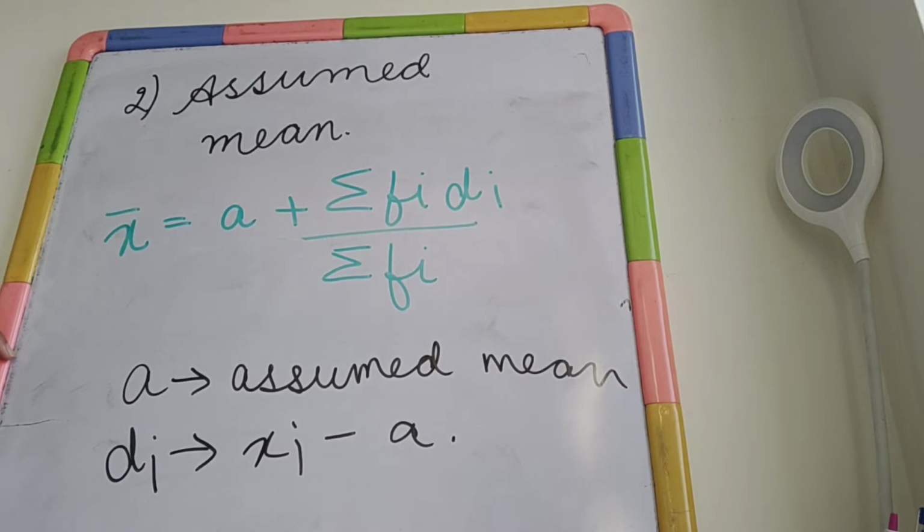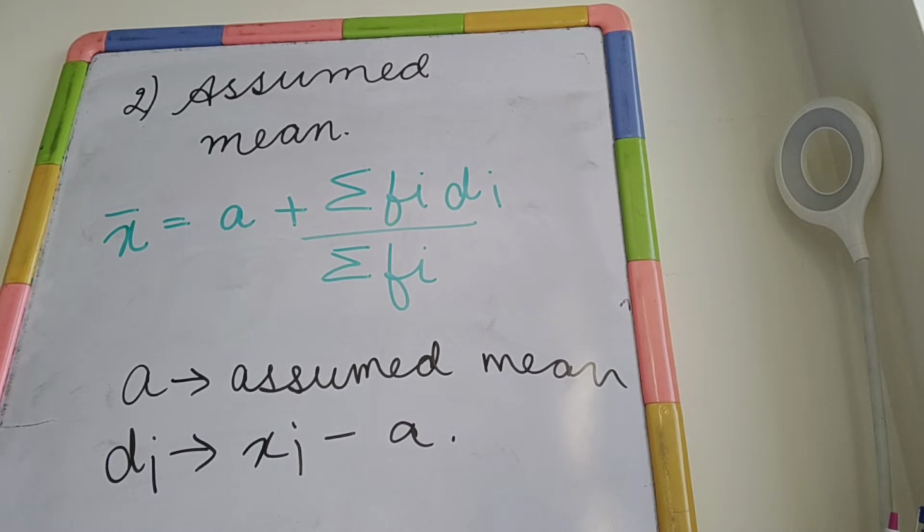Now let's move on to assumed mean. In assumed mean, the formula of x bar is a plus sigma fi di upon sigma fi. Now you may be wondering what is a and what is di. Di is the value of xi minus a. A is the assumed mean. The value of a is chosen as the middle value of the xi.